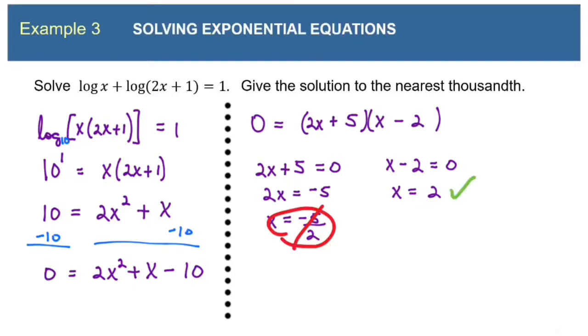And so when I enter my solution in my lab, or if I'm working a test and I have to choose a correct answer, then the correct answer would be x equals 2. And I would need to ignore the solution negative 5 over 2 because it was an invalid solution.